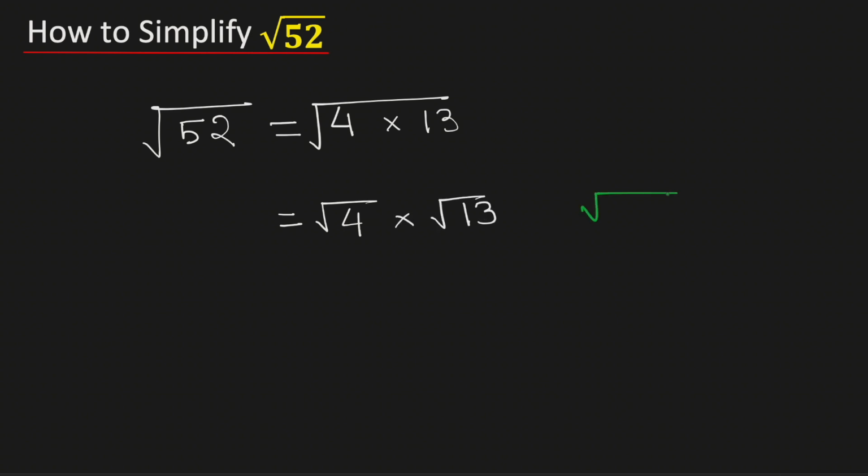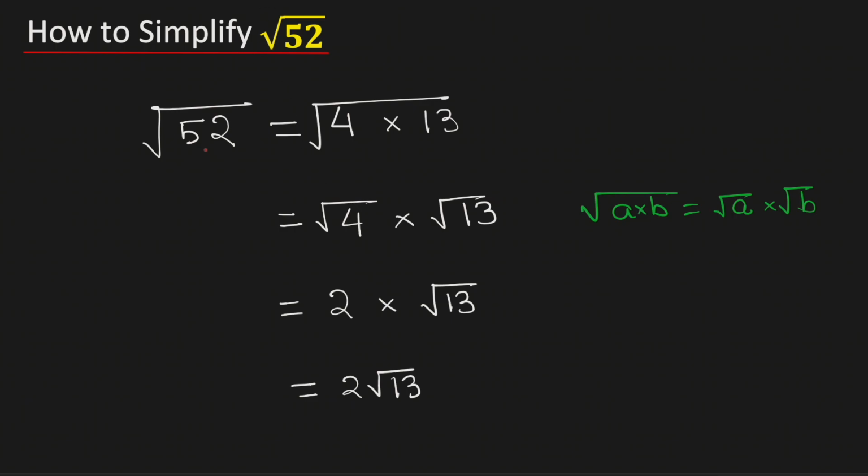Using the rule of square root of a times b is equal to square root of a times square root of b. Here a is 4 and b is 13. And we know that square root of 4 is 2. As 13 is a prime number, this cannot be simplified further. Multiplying we get 2 root 13.